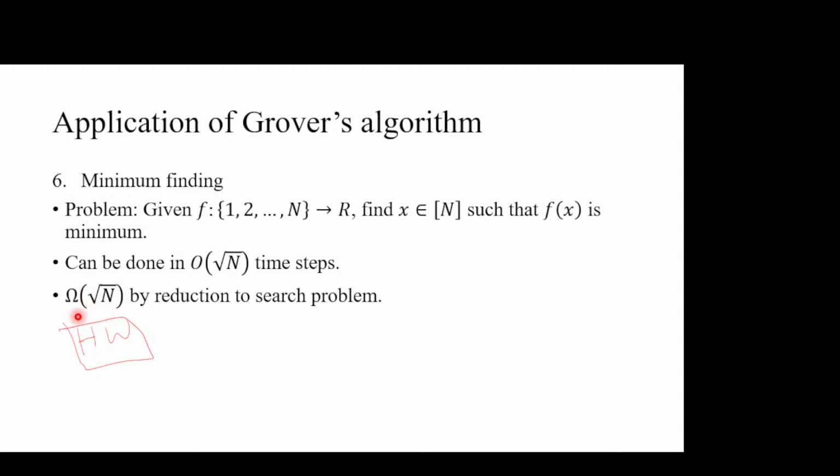It's pretty easy to construct a function such that solving minimum finding will solve the search problem, so the lower bound of the search problem becomes a lower bound for minimum finding. And I think that's about time.